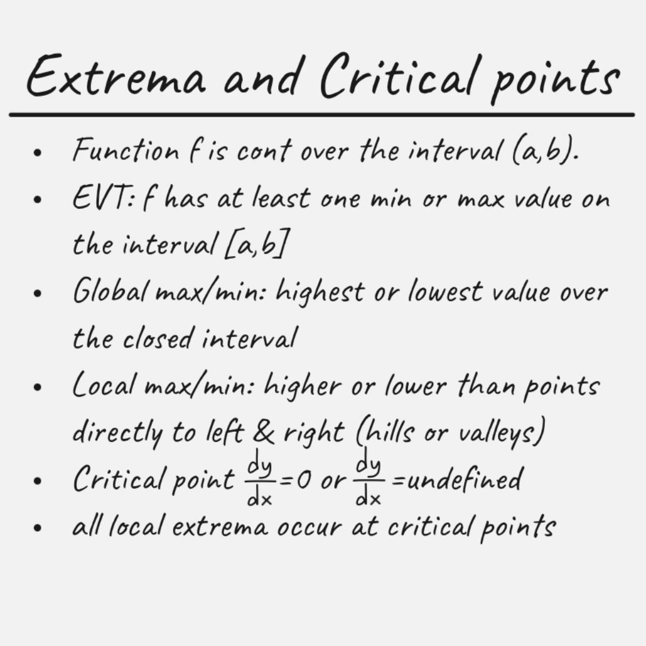The global max or min is the highest or lowest point on the function over a closed interval, while a local max or min is simply higher or lower than points directly to the left or the right of it. Think of it as hills or valleys. A critical point is defined as any point where the derivative equals 0 or the derivative is undefined. All local extrema occur at critical points.